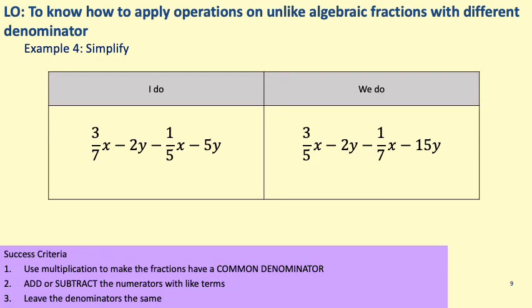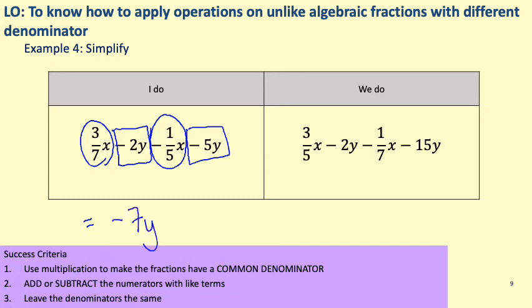Okay, so now we've got a lot of fractions. We've got 3 over 7 here, lots of x. We've got minus 1 over 5 lots of x. Negative 2y and negative 5y. Because they've got whole number coefficients, I'm going to deal with the y's first. So negative 2y, and then we're subtracting 5. On the number line, we're going to be going down. So it's going to be negative 7y.